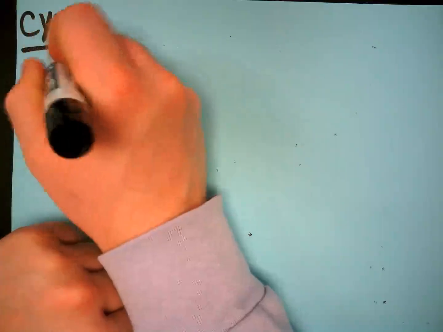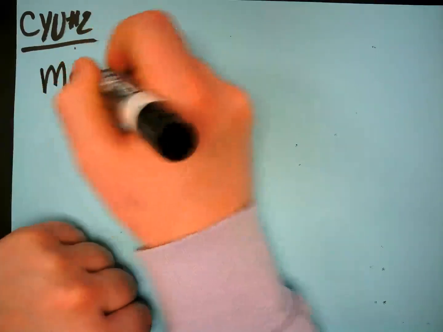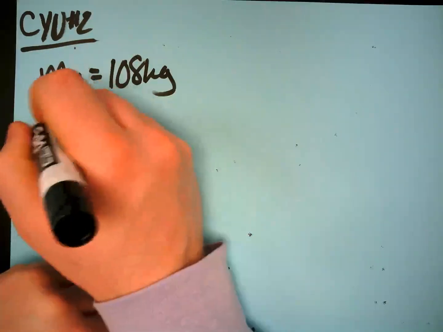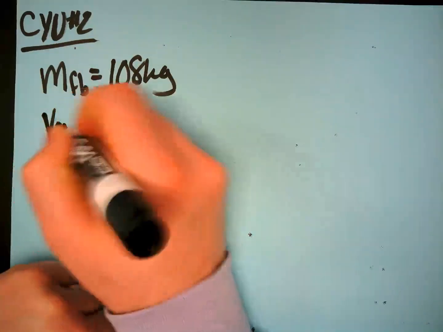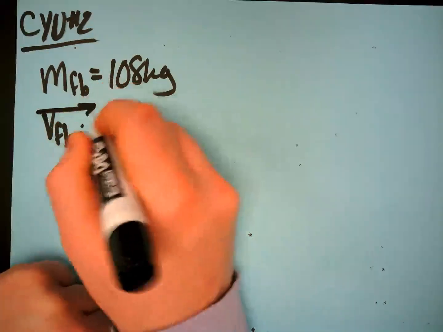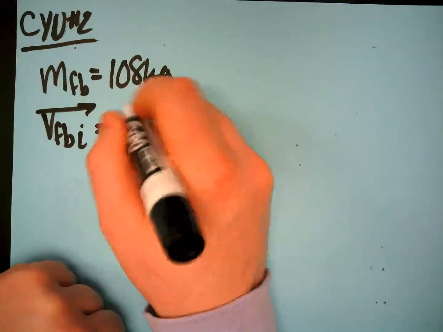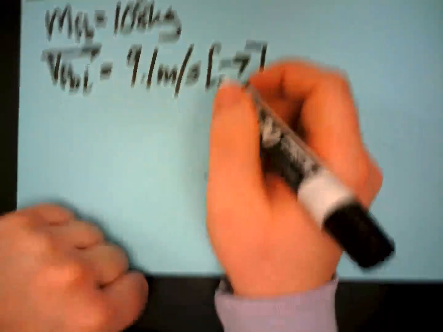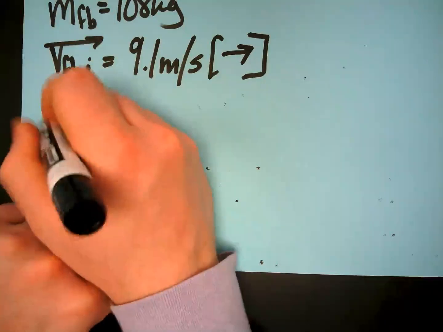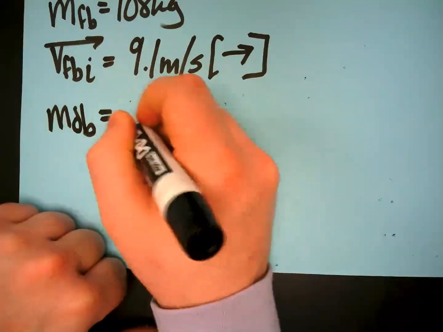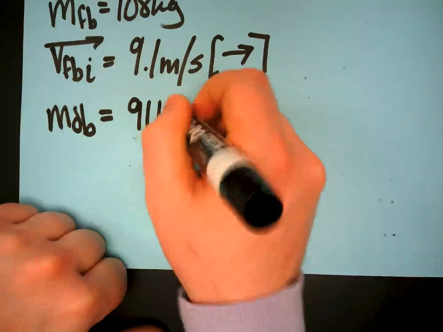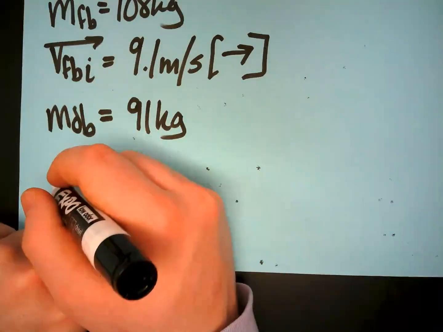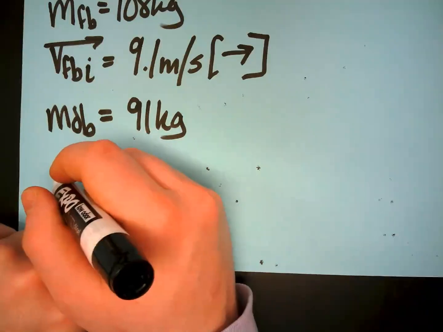So it looks like we've got the mass of the fullback, so FB is going to be 108 kilograms. We have the mass, and his velocity. And this is going to be initial velocity. Okay, we've got that at 9.1 meters per second, and this way. Then, defensive back, and this is going to be DB, with a mass of 91 kilograms. This dude is running at a decent speed.